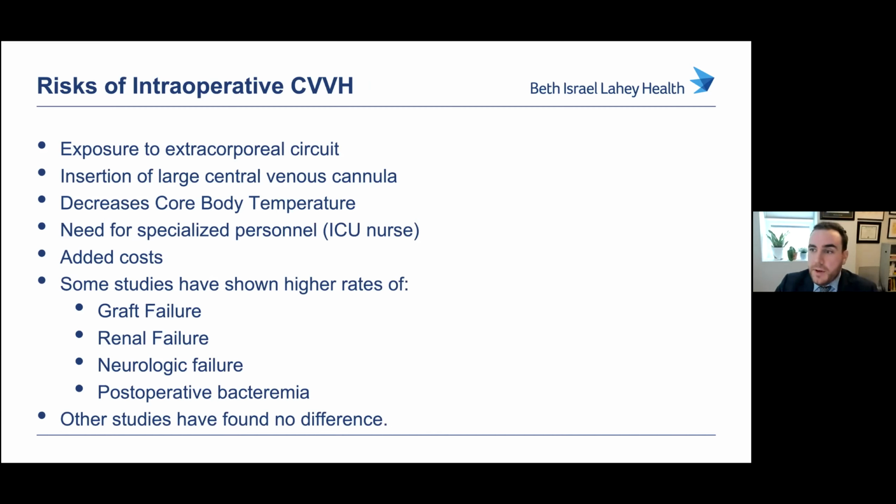There are risks, though, to using intraoperative renal replacement therapy. Exposure to the extracorporeal circuit, insertion of large central venous cannulas, decreased core body temperature, need for specialized personnel, and added cost. Some studies that have been done in the past have shown higher rates of graft failures, renal dysfunction, neurologic failure, and postoperative bacteremia from insertion of these lines and using them intraoperatively.